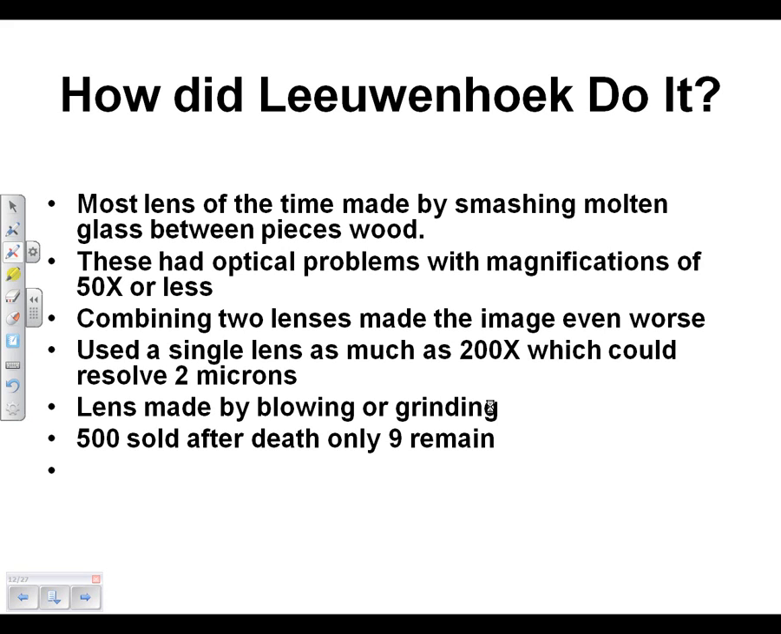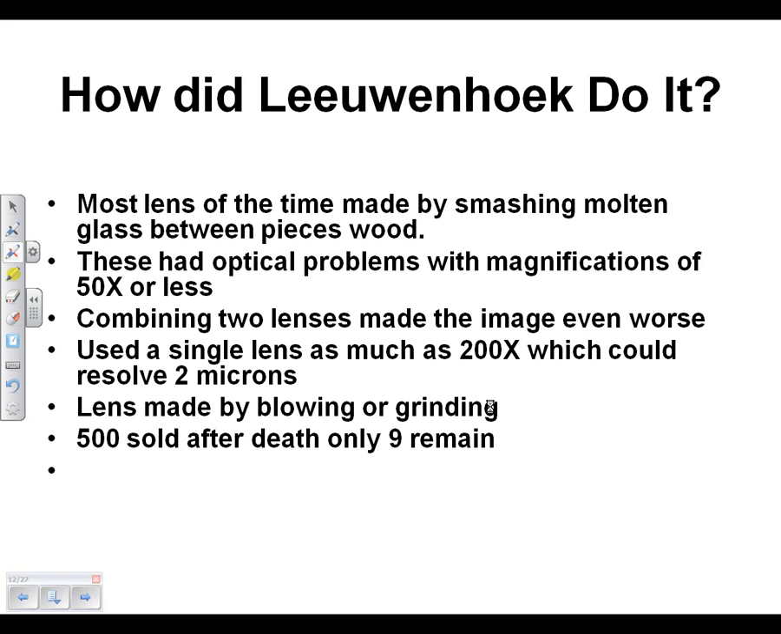Most lenses at the time were made by essentially smashing molten glass between pieces of wood and then hoping you got something that had a curvature that would actually magnify light. All of those had some kind of optical problem. They all had magnifications of 50x or less.